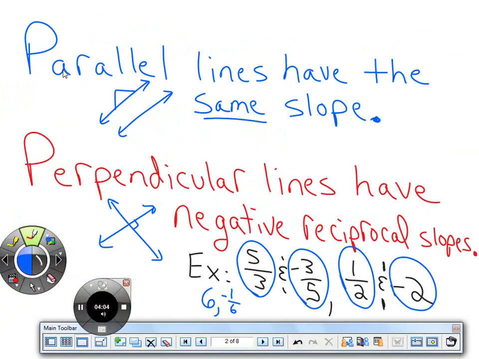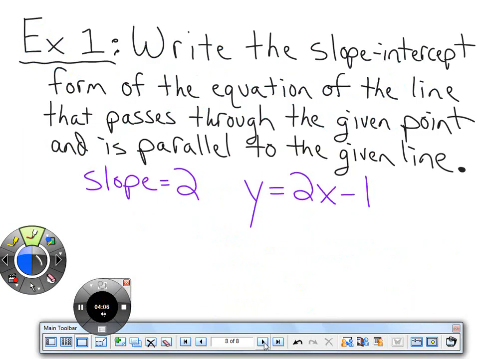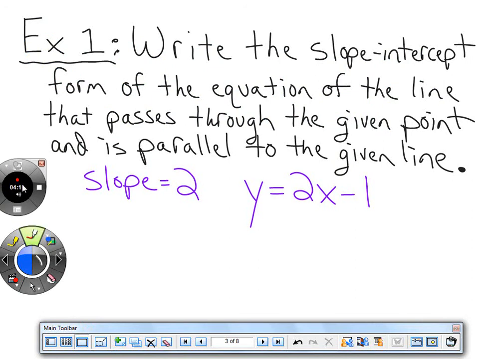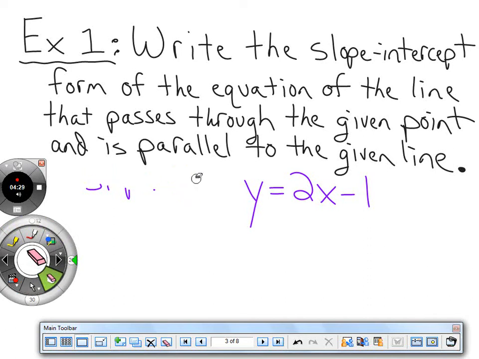Alright, so what will the problems look like that you'll need to do? They'll kind of have big directions, but the process is not difficult. Write the slope-intercept form of the equation of the line that passes through the given point. So you'll be given a point. The point given for this problem would be (-2, -3), and they tell you that it's parallel to that particular line.